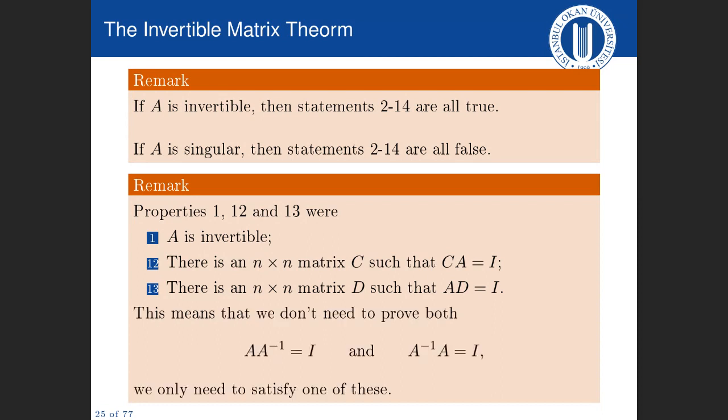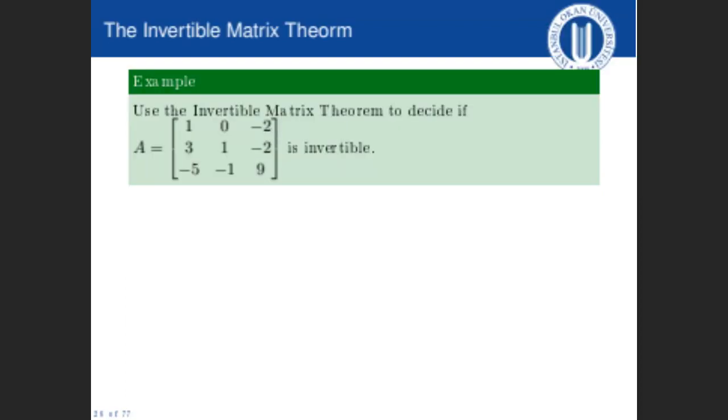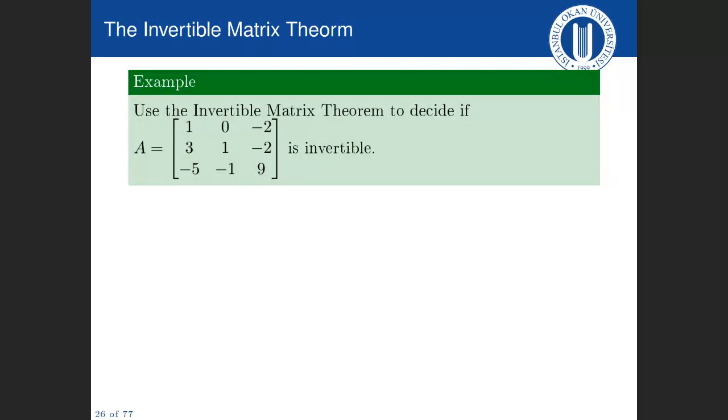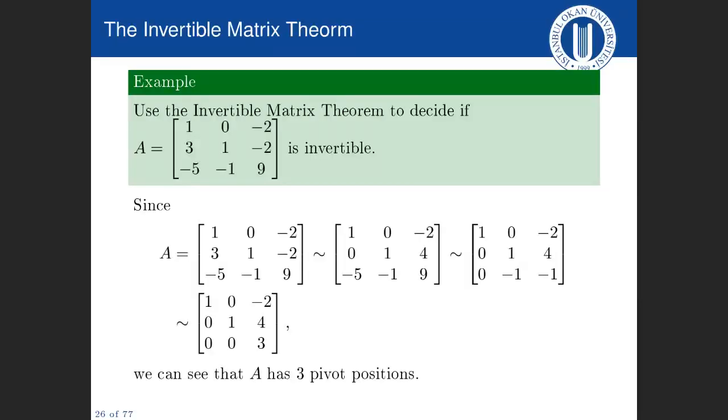That tells us we don't need to prove both that A inverse A is the identity and A A inverse is the identity. If we can prove one of these is true, then the other one must also be true. For example, use the invertible matrix theorem to decide if this matrix is invertible. Well, what we can do is row reduce this to row echelon form and count how many pivots we have. We can see that A has 3 pivot positions.